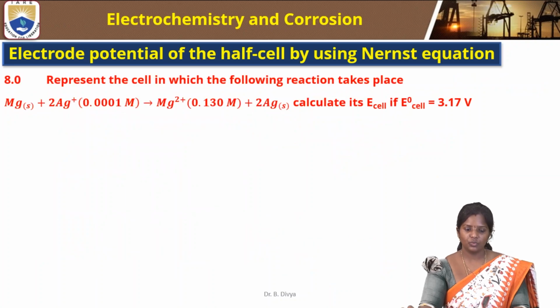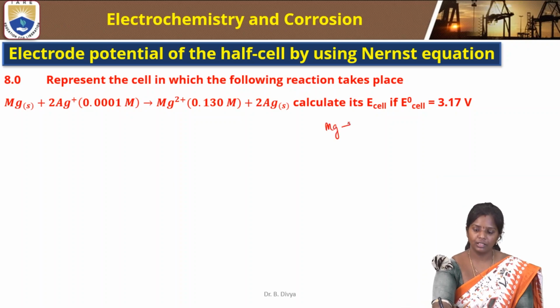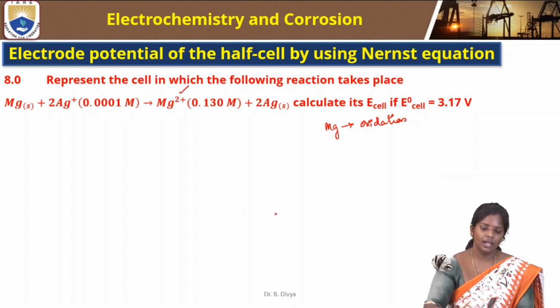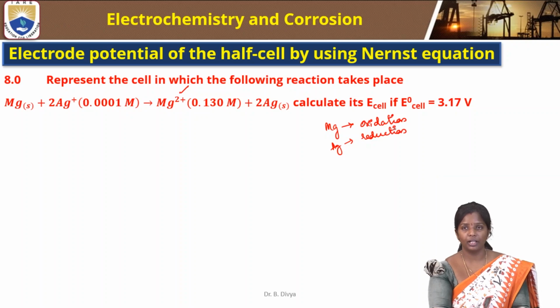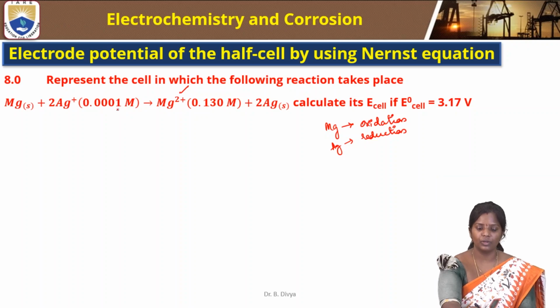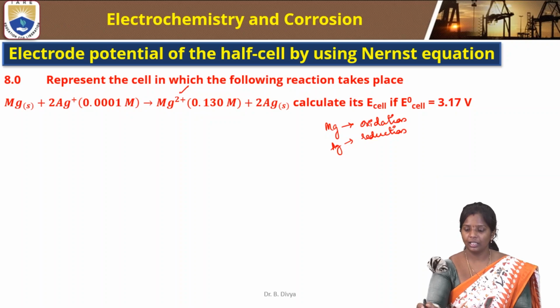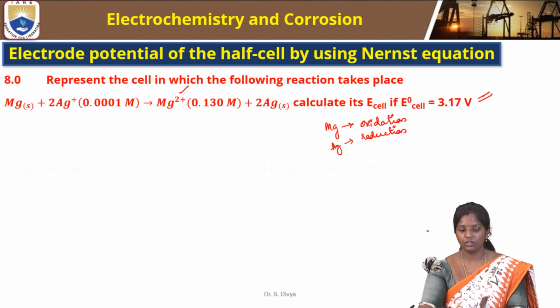The next one is to represent the cell in which the following reaction takes place, the magnesium and silver cell. What is happening here? Magnesium oxidation is happening, because of the increase in oxidation state, and silver reduction is happening. They have also given the molarity of the solutions: silver ions 0.0001 molar and magnesium ions 0.130 molar. Now calculate the E cell, and E naught cell is also given here.